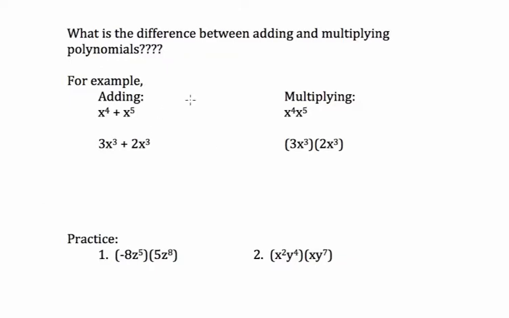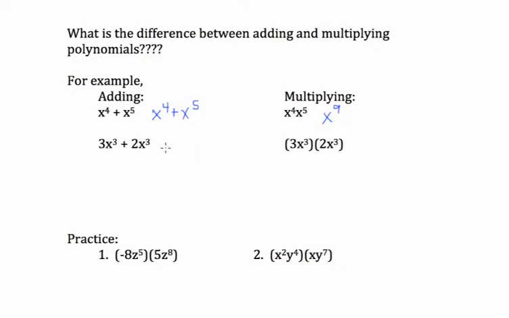So this would be just x to the fourth plus x to the fifth. You can't simplify that anymore. However, you can multiply these. x to the fourth times x to the fifth, you use your exponent rule. When you multiply like bases, you add the exponents, so this would be x to the ninth.